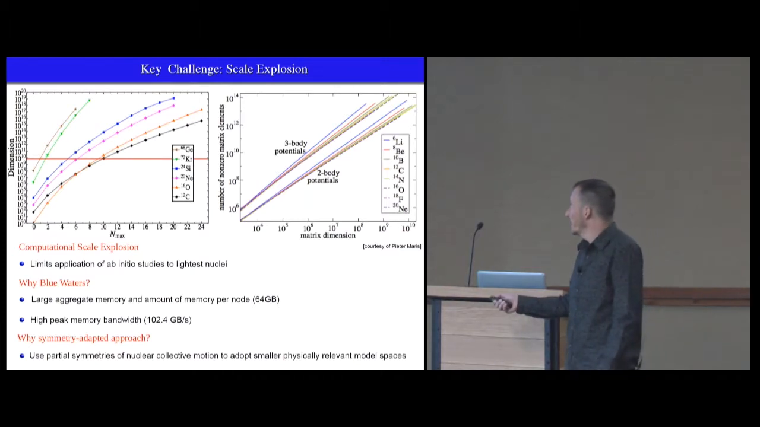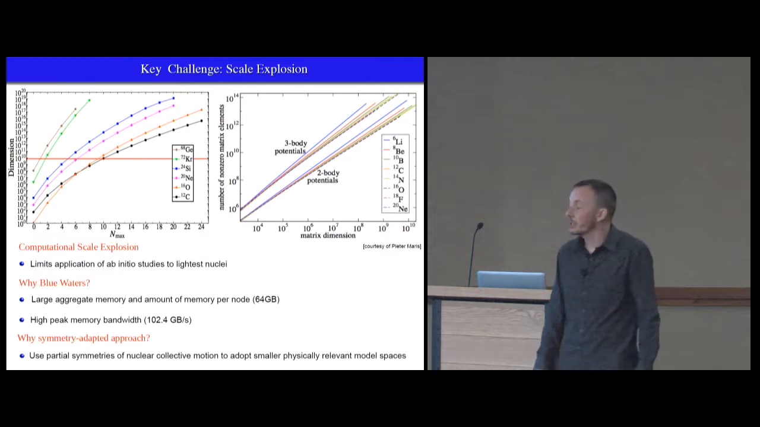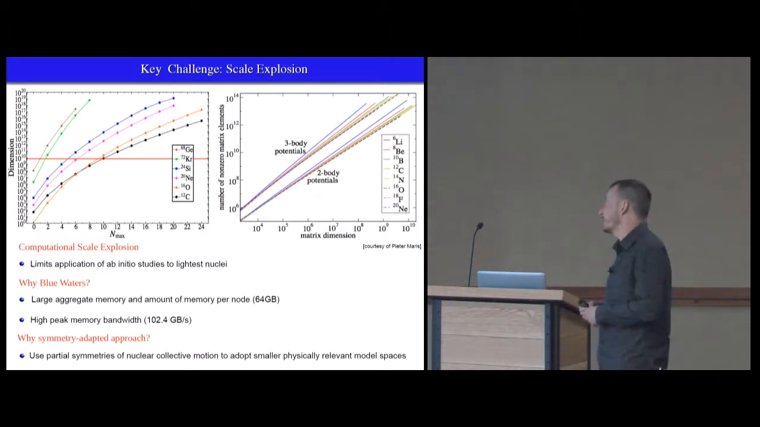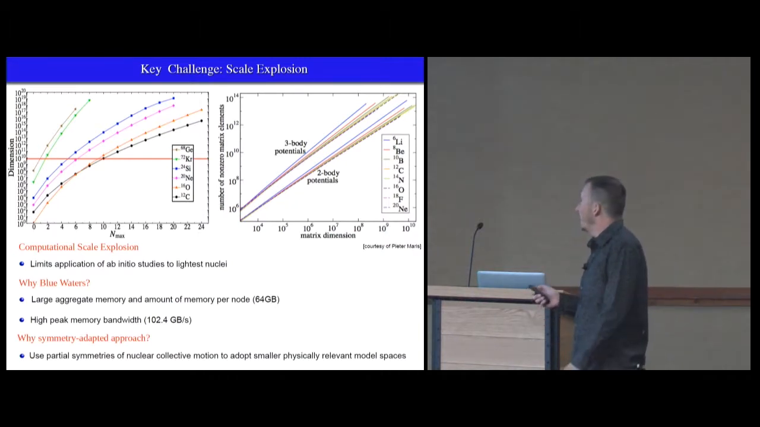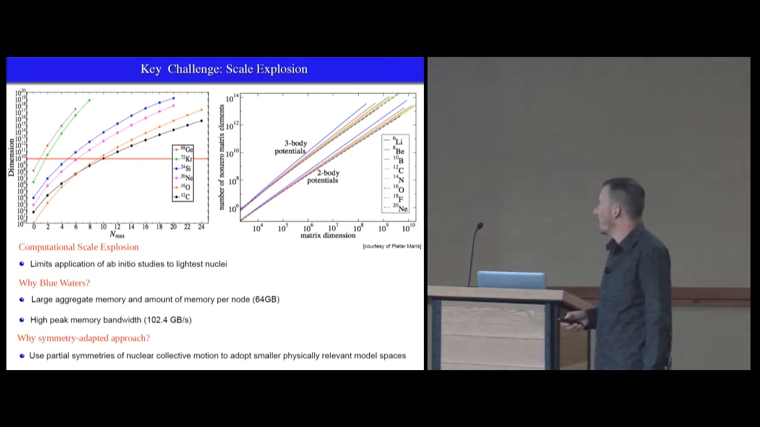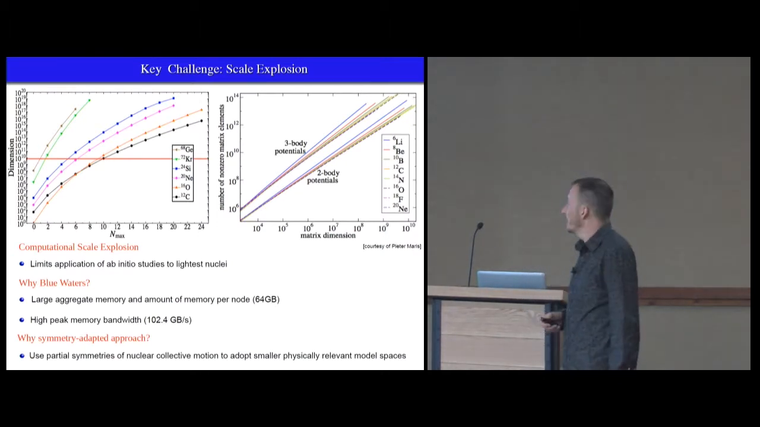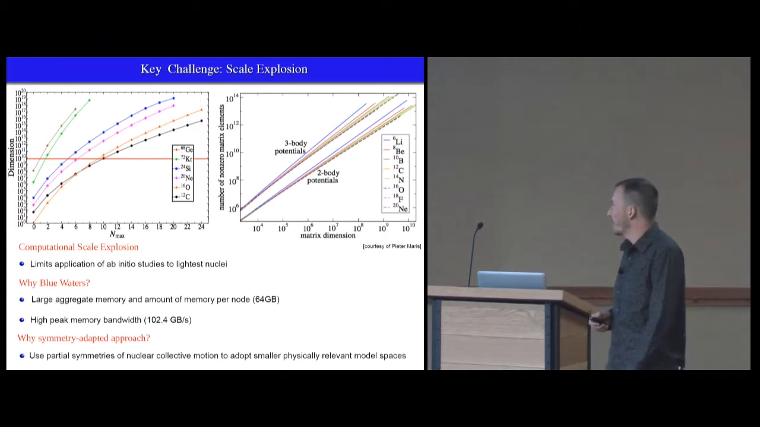However, if you want to model medium-mass nuclei, you can go at most up to Nmax 4 or Nmax 6, which is not enough to obtain converged values and to describe the long-range tail of the wave function, which is important for nuclear reactions and for observables that are sensitive to this tail. So the limit of applications of ab initio studies is mostly light nuclei. And this is exactly the reason why we use Blue Waters, because we like the fact that it has a large aggregate memory and quite high peak memory bandwidth.